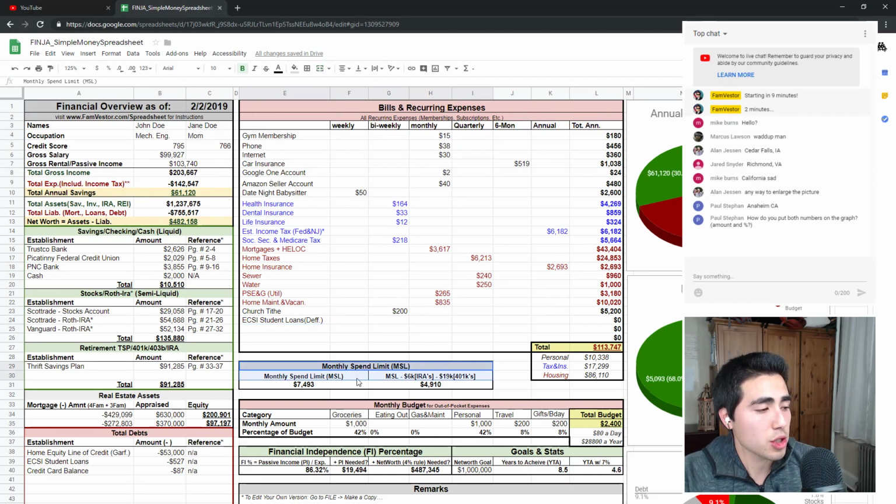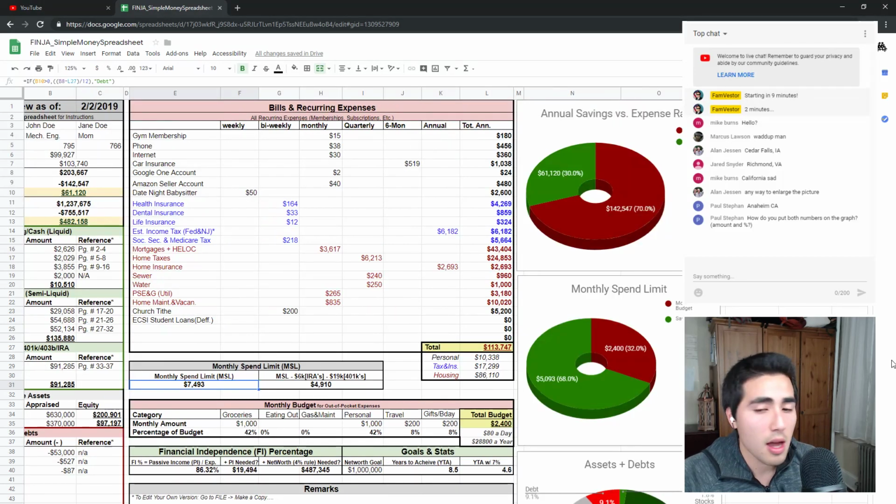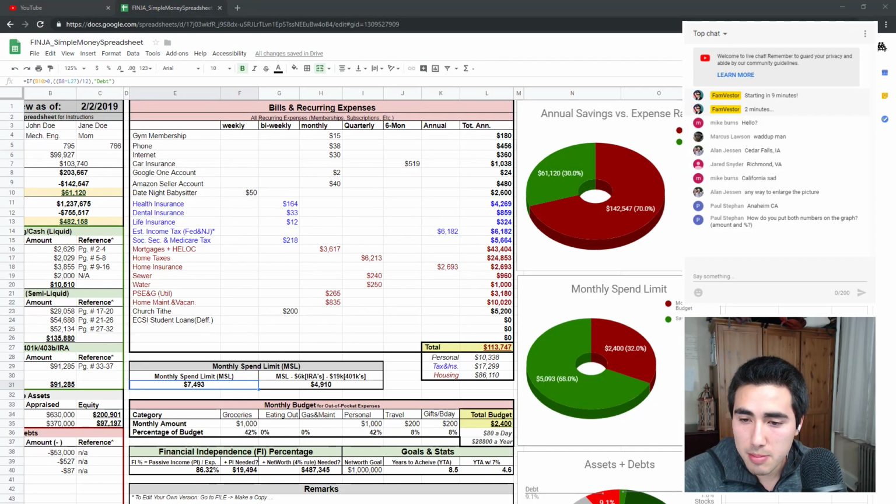And then this little chart here, this monthly spend limit, basically tells you how much you can spend up until before going to net zero, like not having any savings. So I can spend $7,493 a month. Let's see, do I have a fuller screen? Let me scroll over to the right a little bit. And you can see my monthly spend here.